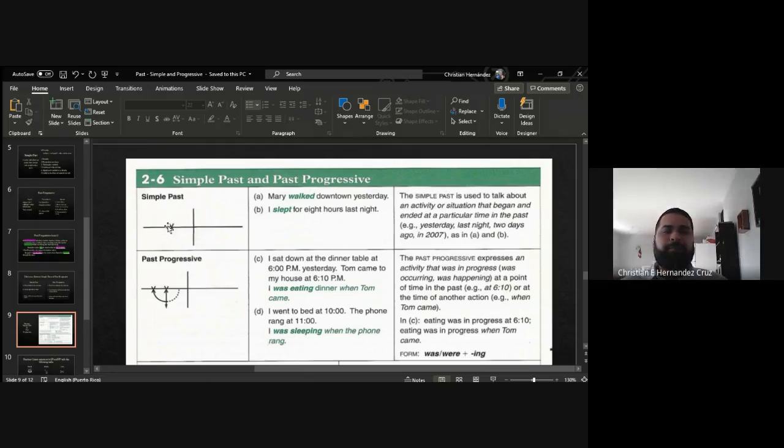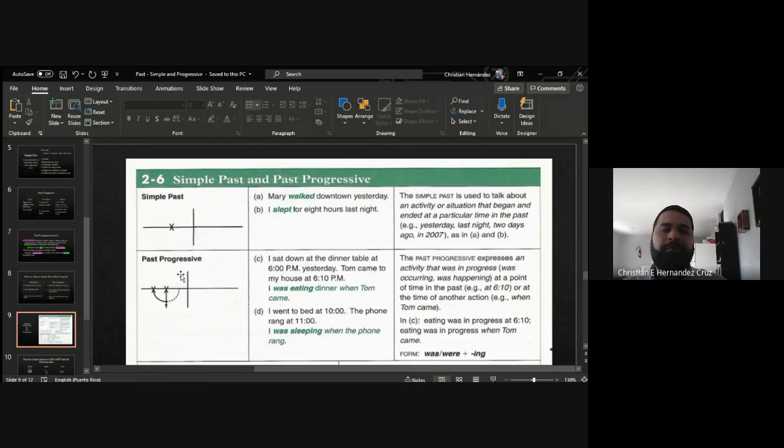So in the simple past, as we can see in this graph, the center of this graph is the present, and of course anything to the left of that would be in the past, and the right would be future. So we just see this one single event that occurred in the past, but it's already in the past, and there's nothing tying it to the present.